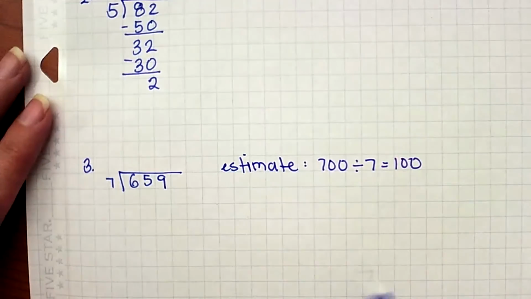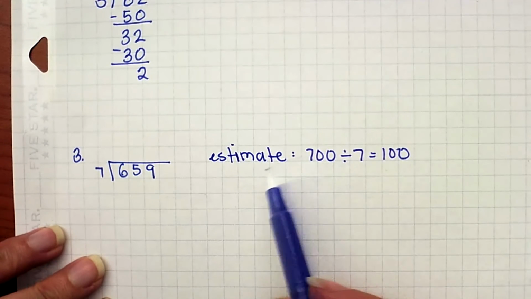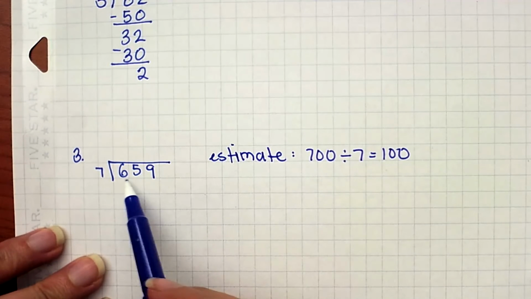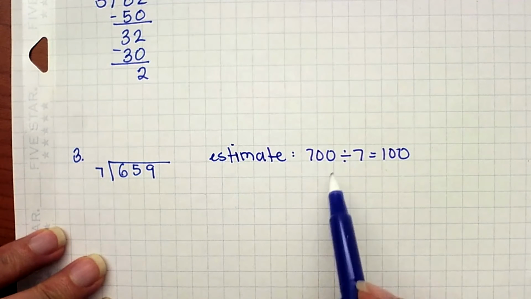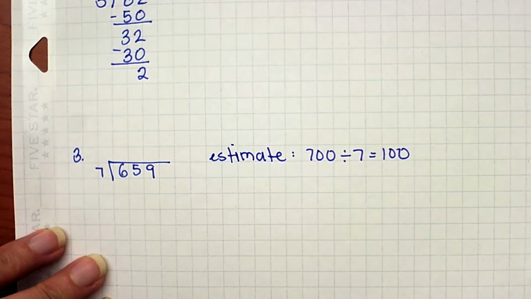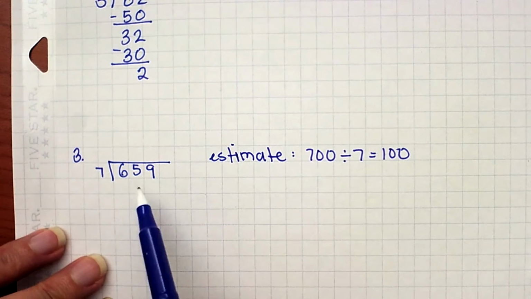Our next one is 659 divided by 7. So it said estimate first and then solve. So I said, okay, I'm going to estimate. I'm going to round to the nearest 100. 659 is going to become 700. 700 divided by 7 is 100. So I know my answer is going to be close to, but less than 100.